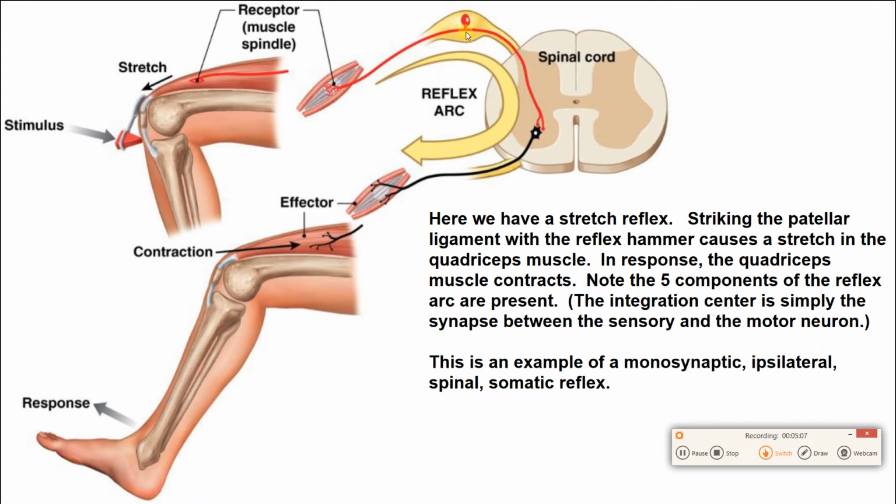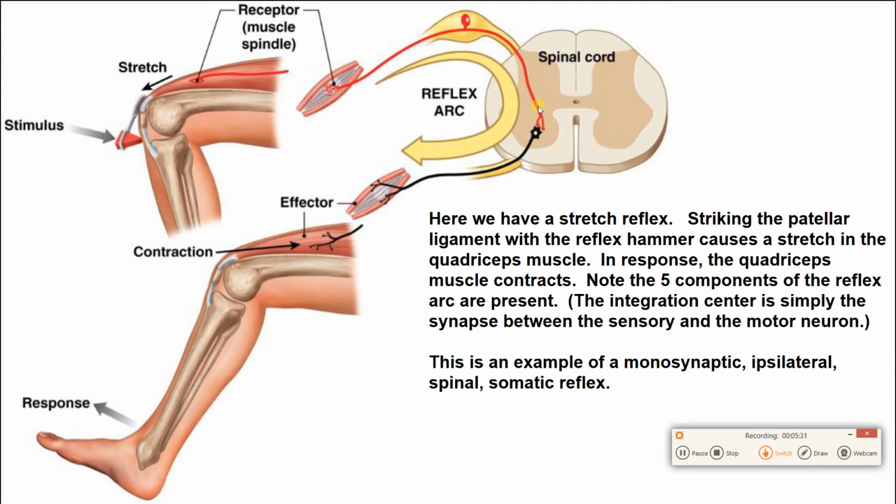And again, we see it's a unipolar neuron here, dorsal root ganglion for the sensory cell body. And the axon goes on into the dorsal root, I meant dorsal horn, into the dorsal horn, and continues onward into the ventral horn, where that sensory neuron synapses with a motor neuron.